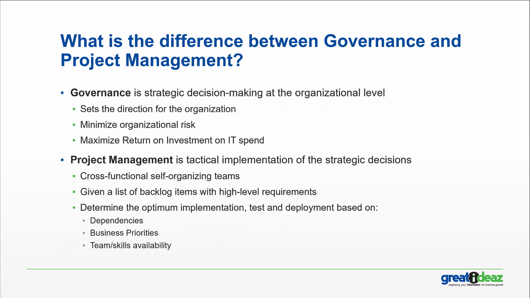So we've introduced two different ideas here, and within the context of our enterprise architecture, they're both getting lumped under this title of governance. So governance in its purest form is this strategic decision-making process that exists at some level of the organization. And essentially what governance is doing is setting the direction of the organization as a whole with an emphasis on minimizing the organizational risk and then maximizing any return on investment on IT spend. So essentially governance is this strategic process.